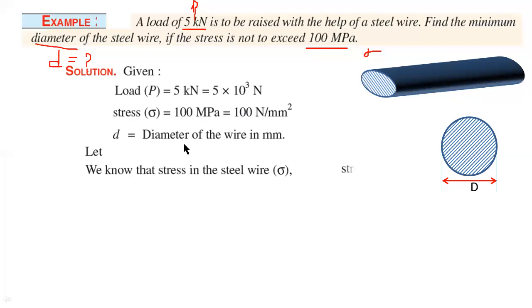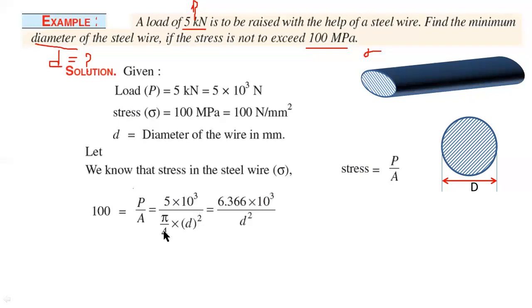Already we know the formula for stress equal to load by area. Here the load acting on the wire is given, so P equal to 5000 newtons. Here the capital A is the cross-sectional area of this circular cross-section. So the area of the cross-section is pi by 4 d square. So you have to substitute the values of load and area. Here the value of stress equal to 100.